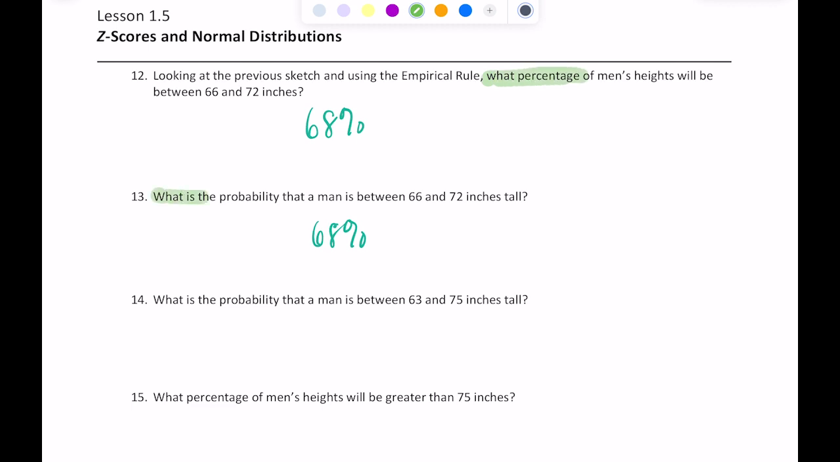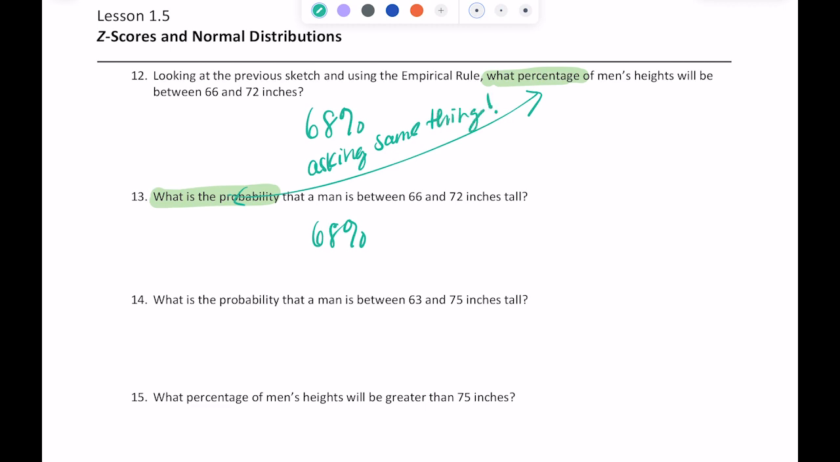So when they ask you, and this is very important, when they ask you for what percentage and what probability, these are basically asking you the same exact question. And that's very important to know because they're going to use those words interchangeably. The probability that a man is between 66 and 72 inches tall is the same thing as saying what is the percentage of men that will be between 66 and 72 inches tall.